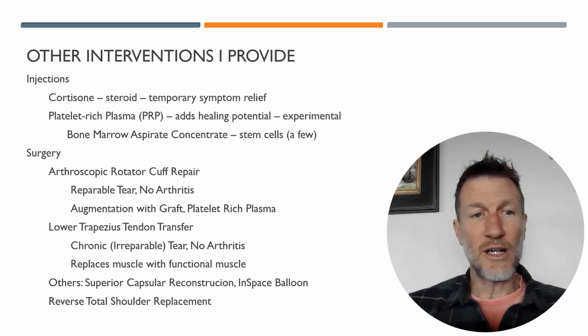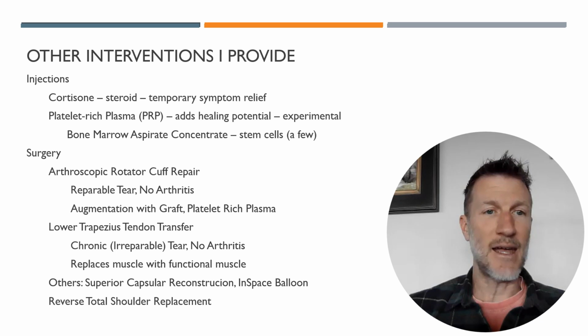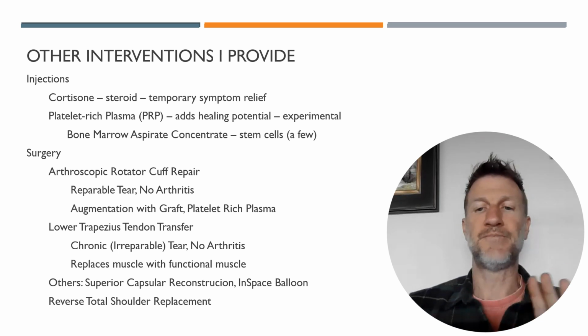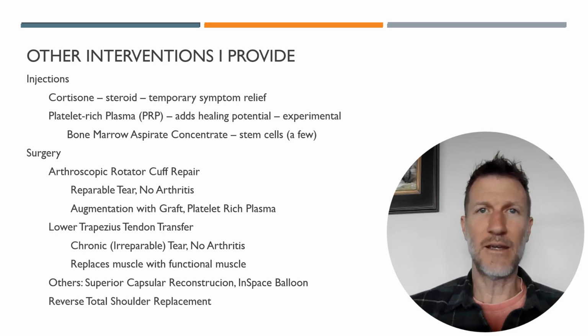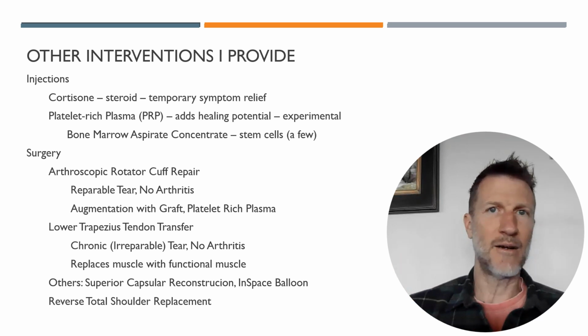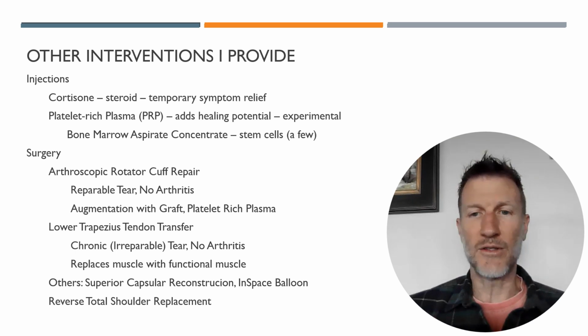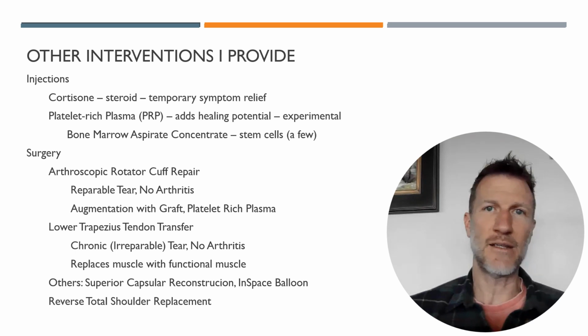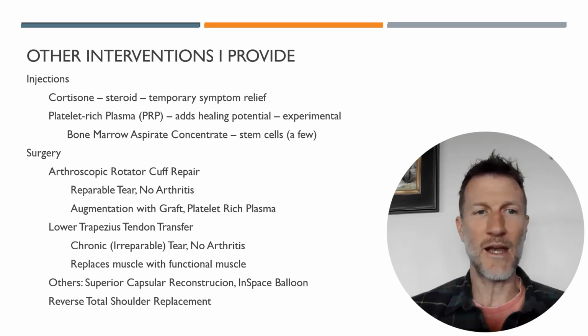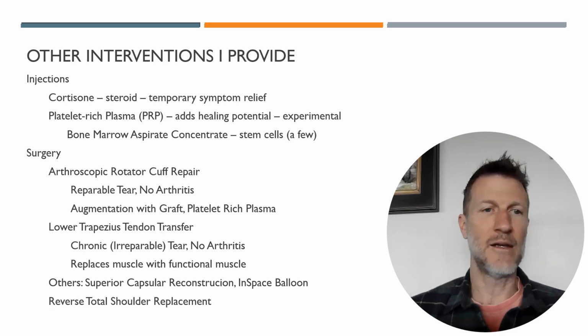Now, as far as surgery goes, we're not going to spend a lot of time on this today. There's a lot of advances that have been made in rotator cuff repairs. Obviously, arthroscopic repair, to me, is the standard repair of the day. If it's a repairable tear, and there are characteristics that we see on the MRI that tell whether it's a repairable tear without arthritis, we usually just go in there and repair that.